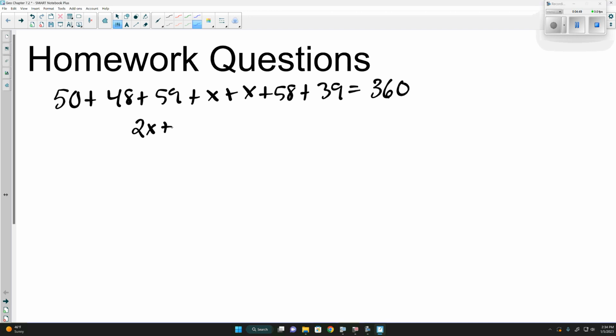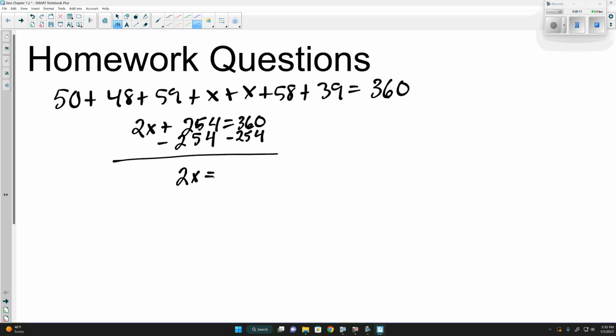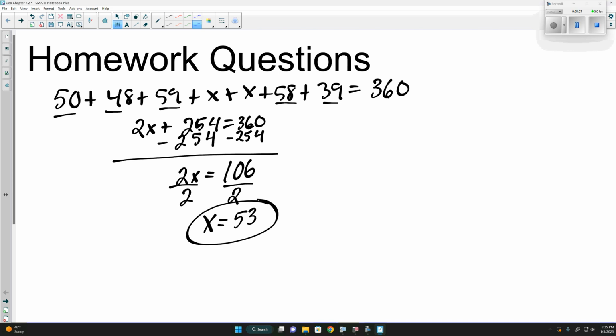I'm going to go on and just use a calculator to make sure that we do get the correct answer. 254 is equal to 360. At this point, we can subtract 254 from both sides. Yep, adding the like terms. Divide by 2. X is 53.